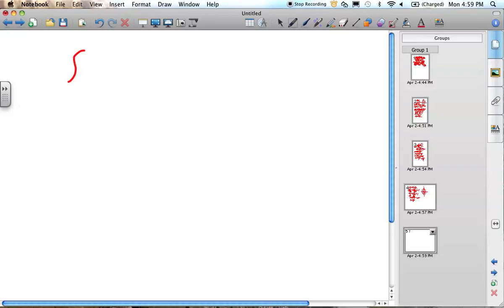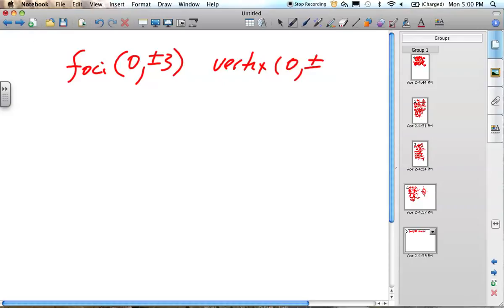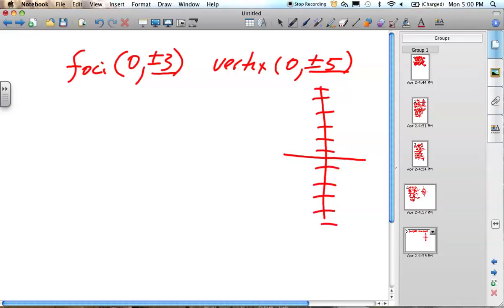Okay, one more. On this one, what you're given is that the foci are at 0, plus or minus 3. And I've got a vertex. This will be the major vertex, 0 plus or minus 5. Now you notice both of these are along the y-axis, so this thing is going to be elongated horizontally. Okay? So we know we're going to have to go 5 and 5 this way, but we don't have a B. All we've got is an A.